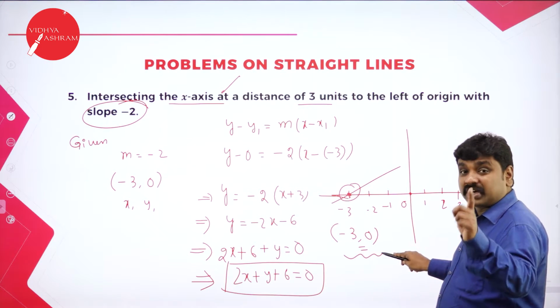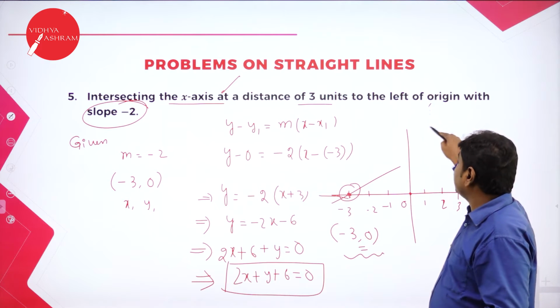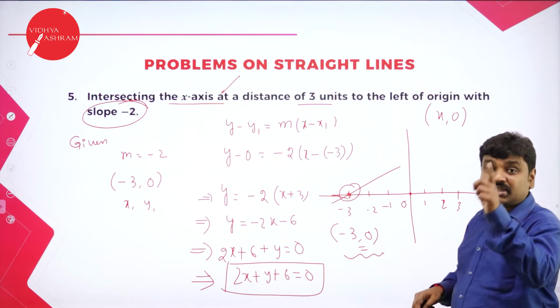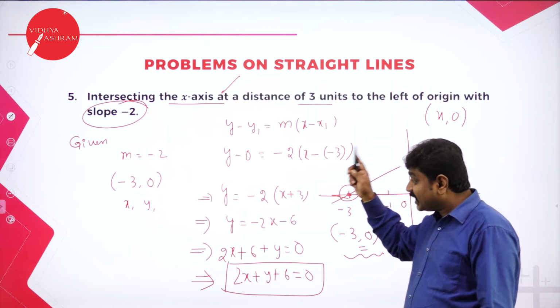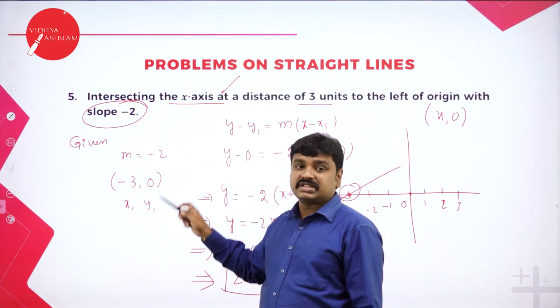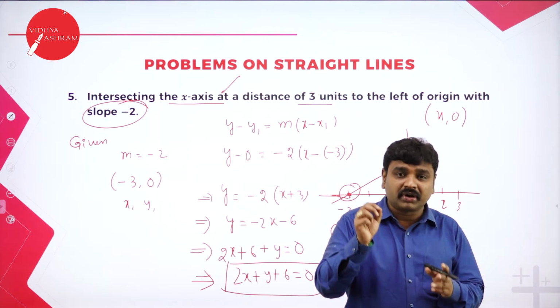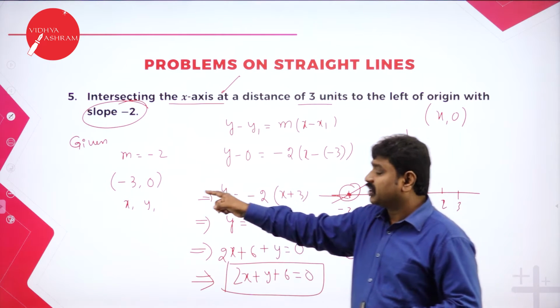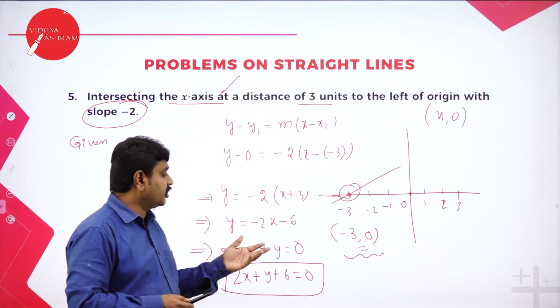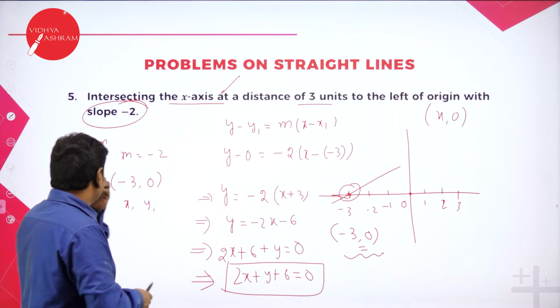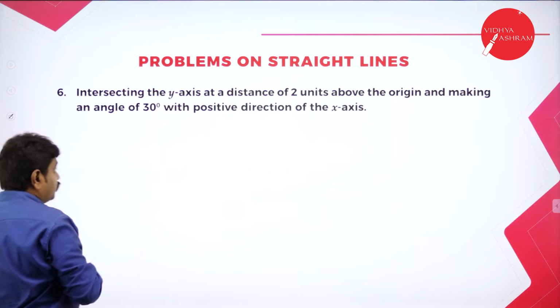Means line is passing through x-axis. A point on x-axis will be in what form? X comma 0. We learnt in the first class. So it is -3 comma 0. Means indirectly they told line is passing through -3, 0. If you know a line is passing through any point, you can put the point as x1, y1. So point and slope, you know, you can use what form? Point slope form, and you can get the answer. So now we have covered the next problem. We'll go to the next problem.